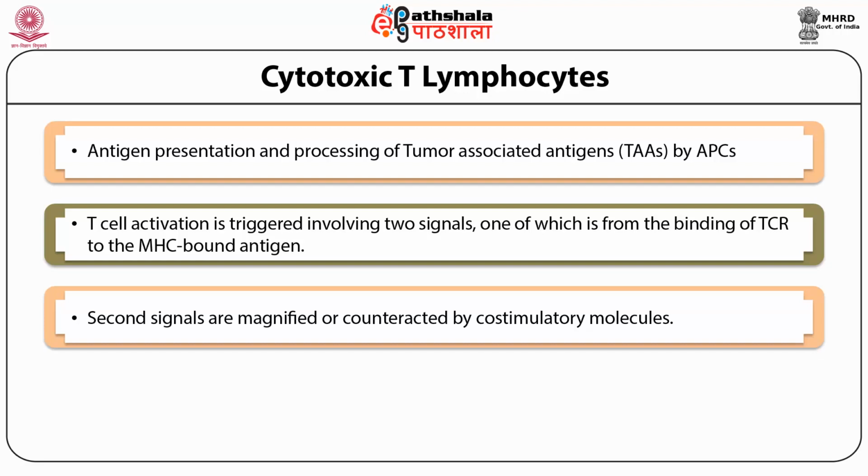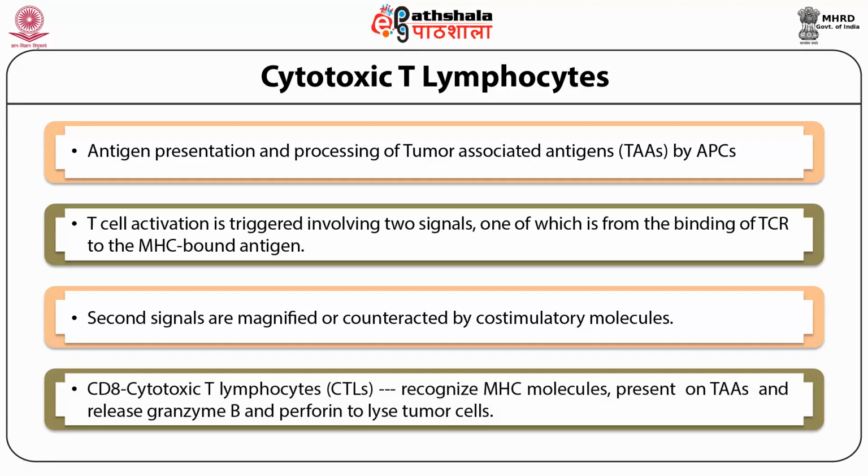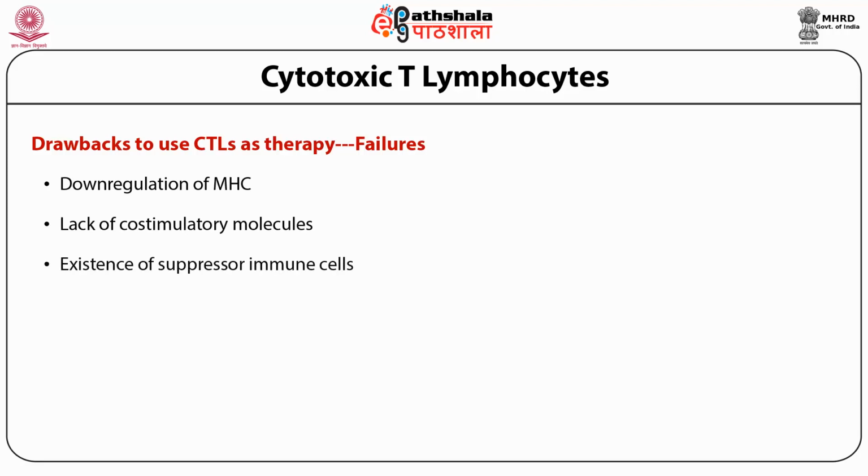Now these cytotoxic T lymphocytes, which could be the CD8 positive alpha beta T cells, can recognize the MHC molecule present on tumor cells and release granzyme B or perforin to lyse the tumor cells. However, the downregulation of MHC, lack of co-stimulatory molecules, or existence of suppressor immune cells in the tumor mass, like Tregs or myeloid-derived suppressor cells, make it a difficult task for the CTLs to reduce the tumor mass.